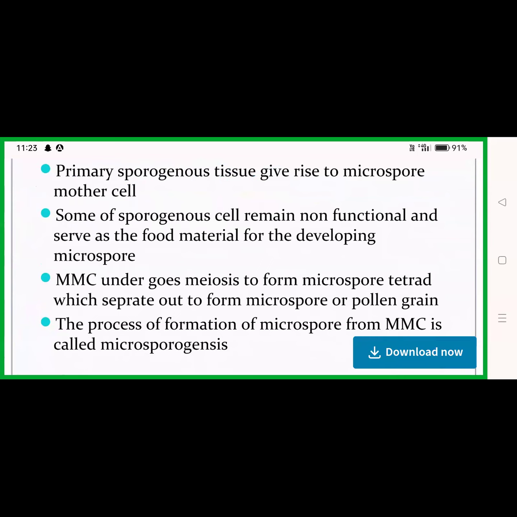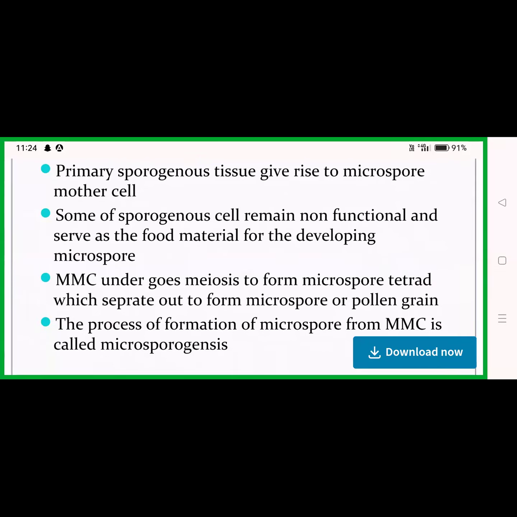The mother cell is diploid in stage, and when it goes through meiosis it forms the 4 haploid microspores. The process of formation of microspores from the sporogenous tissue is known as microsporogenesis. It's very important. What is microsporogenesis? From the microspore mother cell, it goes through meiotic division and forms the 4 haploid microspores. From the sporogenous tissue, the 4 haploid microspores are formed. This process is called microsporogenesis.